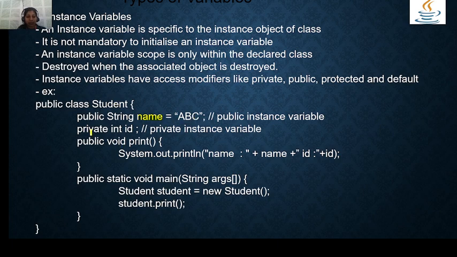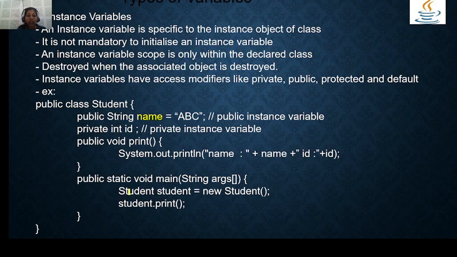Next is private integer ID. This is also an instance variable, but it has the private access modifier. Public void print, and in that we are printing the name and the ID. So name and ID will be printed as name ABC and ID as the default. What is the default value for the integer? Yes, it is 0.